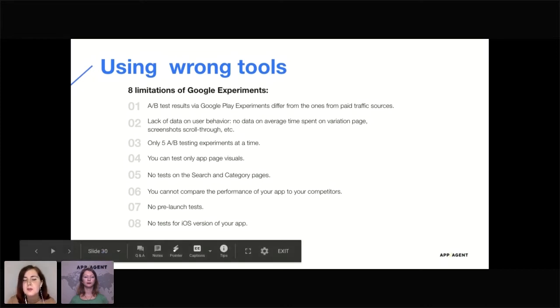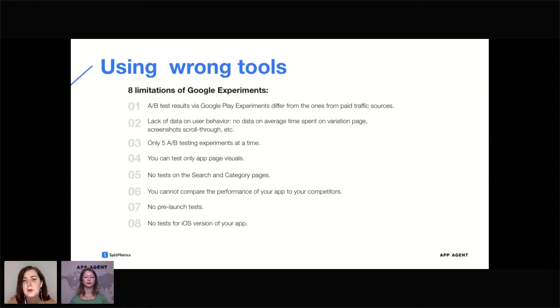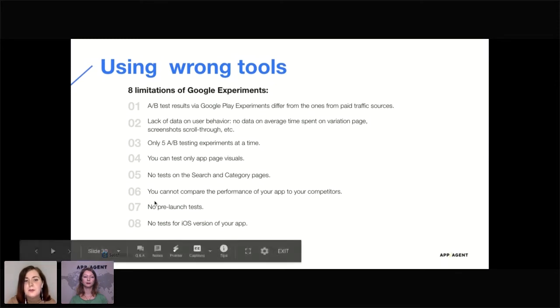A/B test results via Google Play experiments differ from the ones from paid traffic sources. Then there's a lack of data on user behavior: no data on average time spent on the variation page, screenshot scroll-through, etc. There are only 5 A/B testing experiments at a time, and you can test only app page visuals. There are no tests on search and category pages, and you cannot compare the performance of your app to your competitors. There are no pre-launch tests, and obviously you cannot test your iOS version.